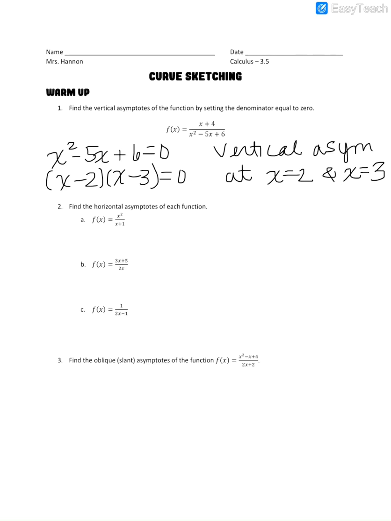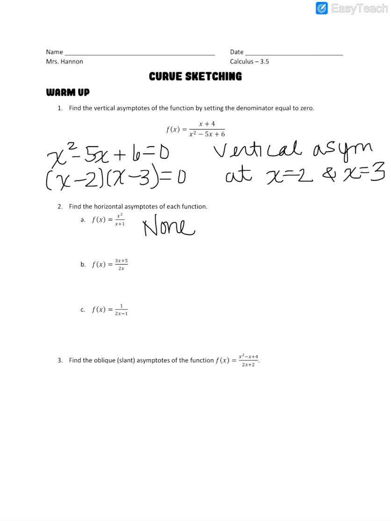All right, number two, horizontal asymptotes. And remember, with horizontal asymptotes, there's those three situations, and it all has to do with the highest power in the numerator and the highest power in the denominator. So let's look at A. On A, my power in my numerator is higher than my power in my denominator. And when that happens, we have no horizontal asymptotes.